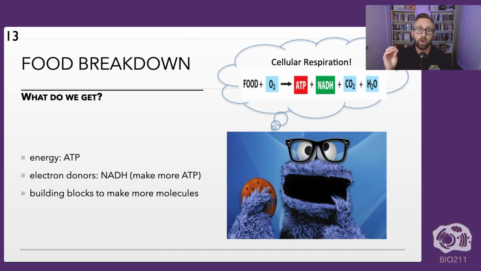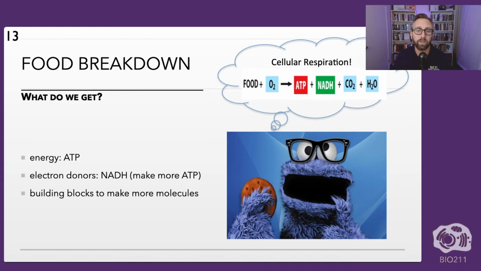The answer is cellular respiration. So we go from food and oxygen, and we get ATP, electron carriers, carbon dioxide, and water. The energy is ATP. We have what are called electron donors. These are the carriers. That's NADH. That's used to make more ATP. And then you can use that to make building blocks to make more molecules. Some of the food will be broken down using metabolic processes to make amino acids and all the other things that we think about in the cell.